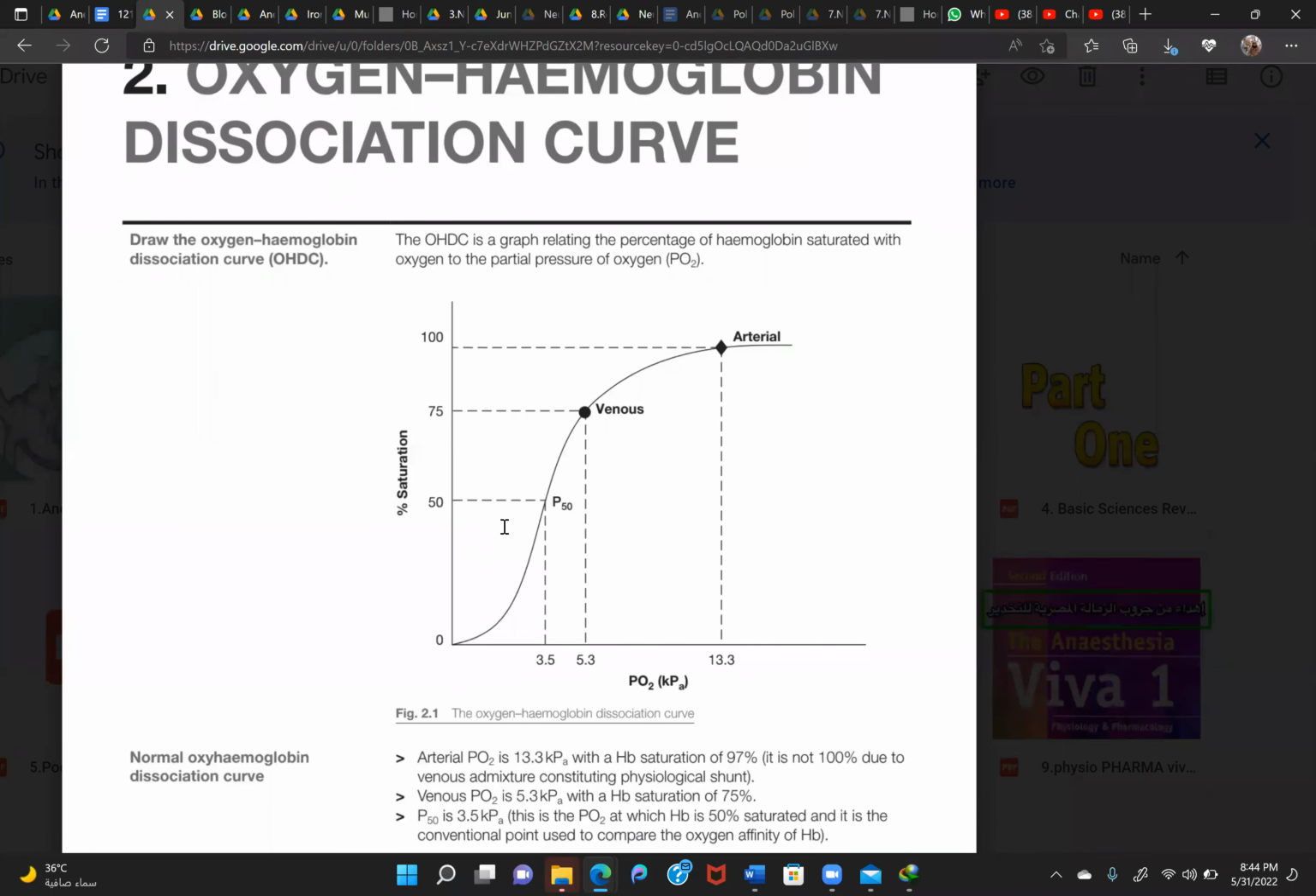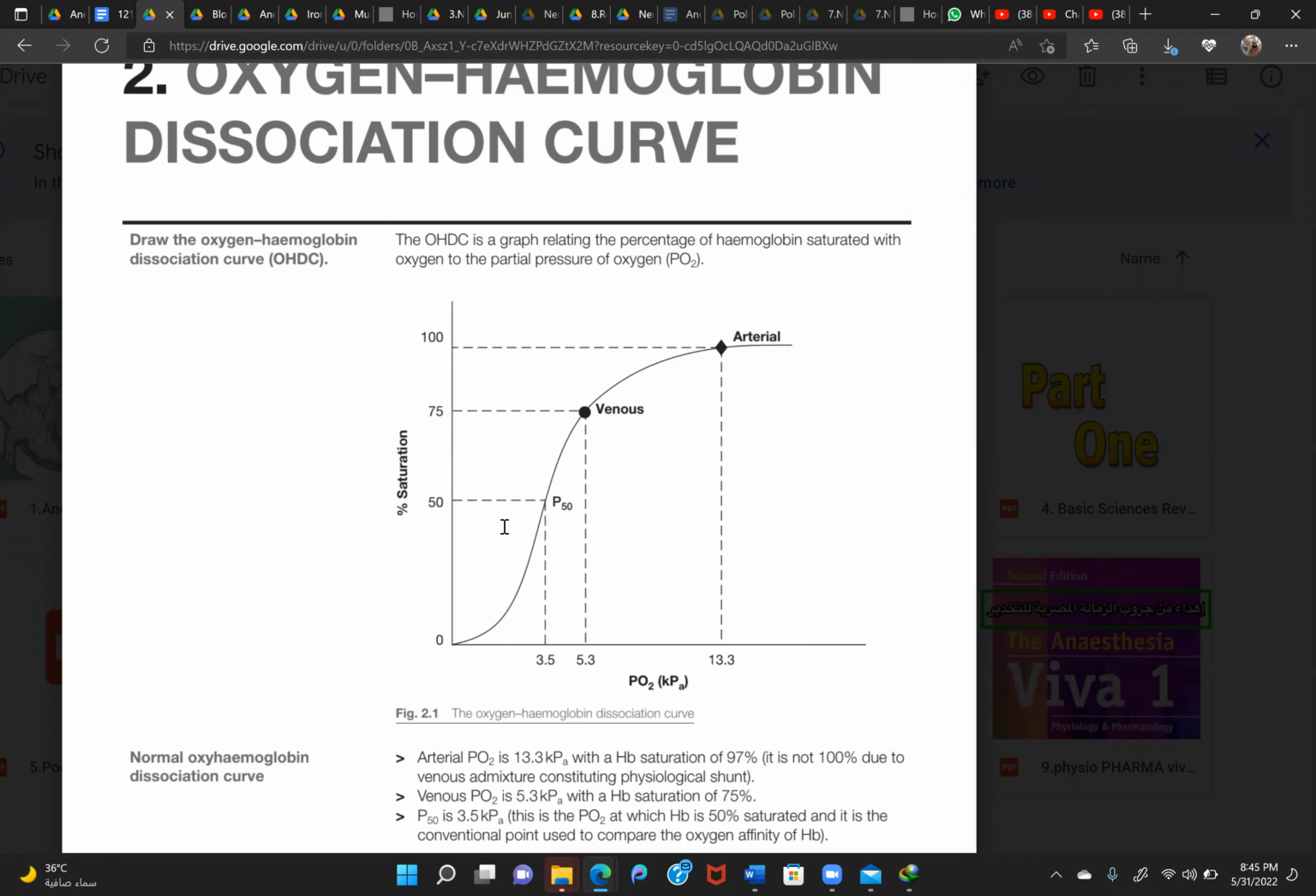This chart is written in kPa. 1 kPa is 7.5 millimeters of mercury. So this is, I think, 21. Usman, I think it is like that. The P50 value, sir? Yes, 3.5 kPa they have written. So I think it is around 21, am I right?